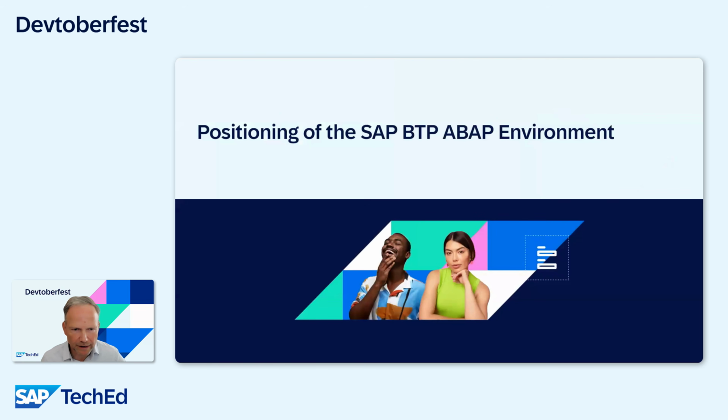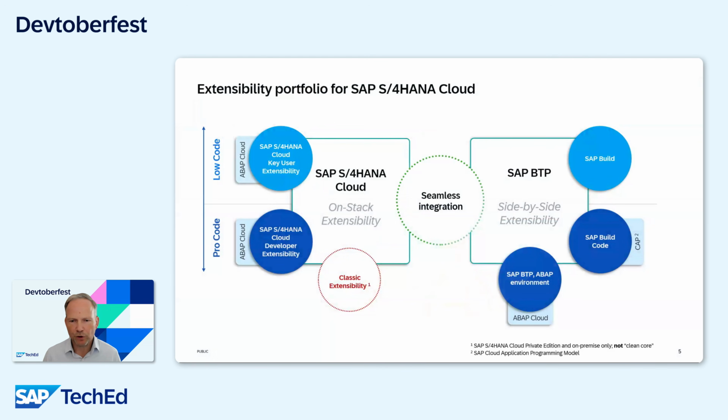So first of all, regarding the positioning of steampunk. It's important to understand that in all these options of the extensibility for S/4HANA, steampunk is positioned as a side-by-side option. Therefore, steampunk is used to build ABAP-based side-by-side solutions in order to extend S/4HANA.